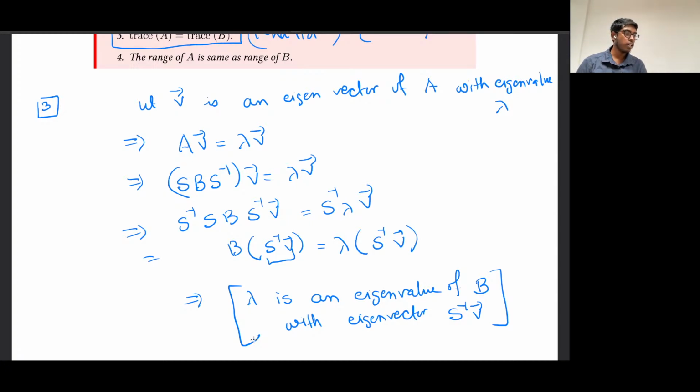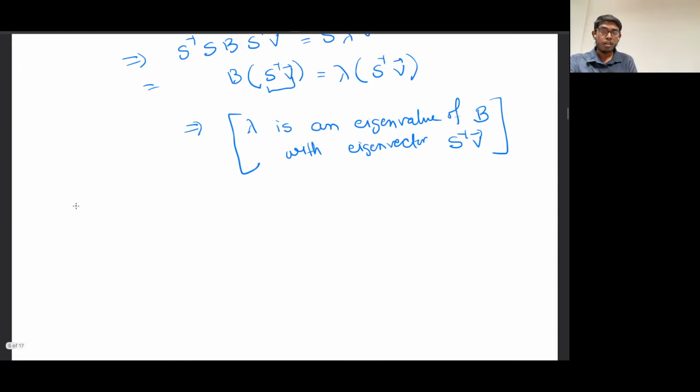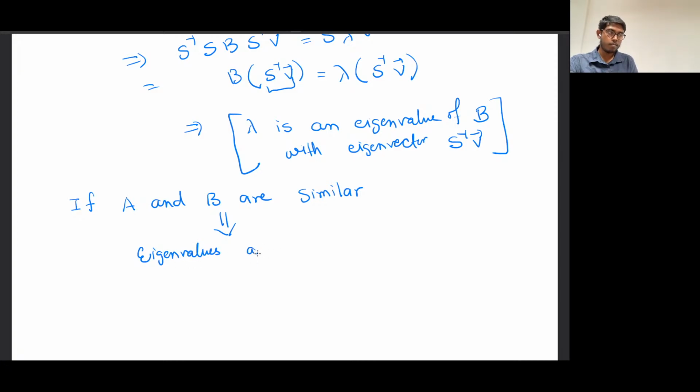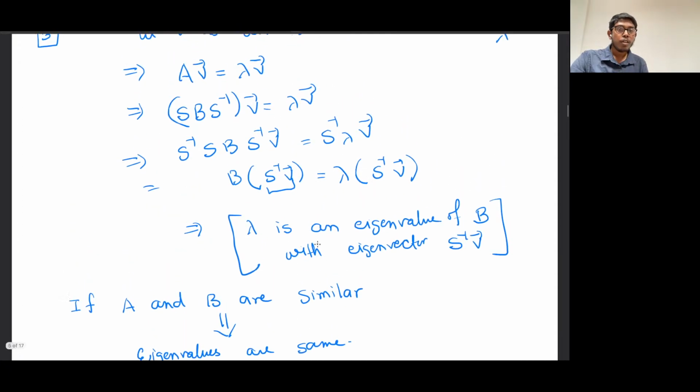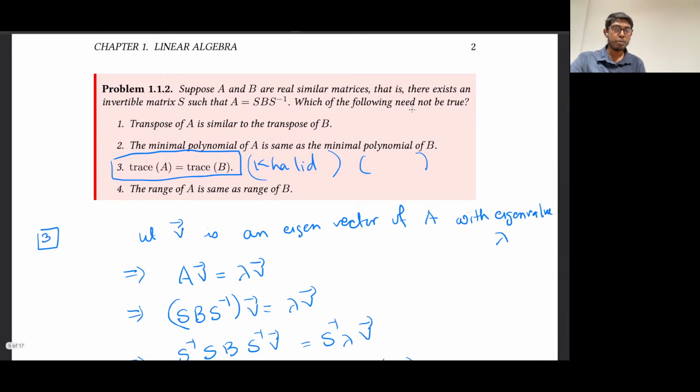Now what is the thing about the trace? Now we know that all the eigenvalues of A and B are the same. So if A and B are similar, it implies eigenvalues are the same. What was the question? Which of the following need not be true? Trace of A equals trace of B, so this option is true. This is true.